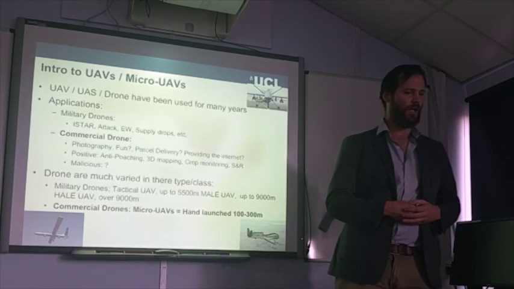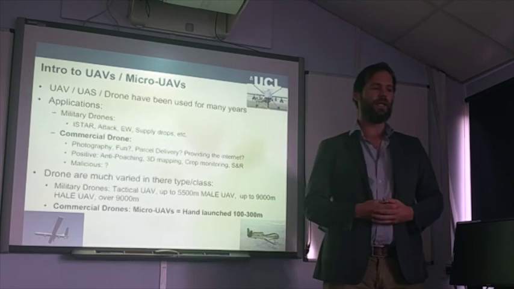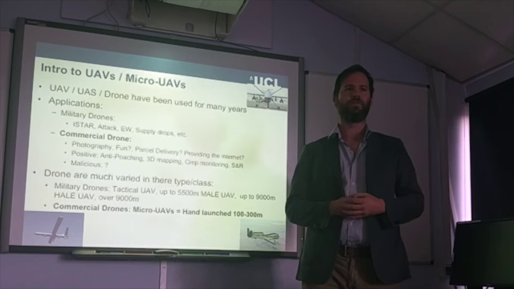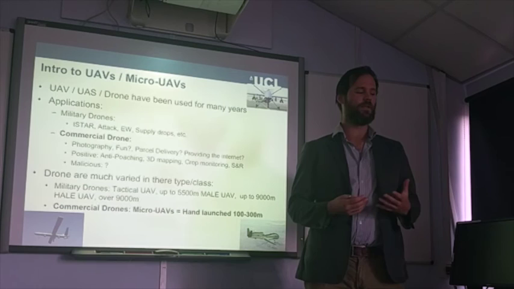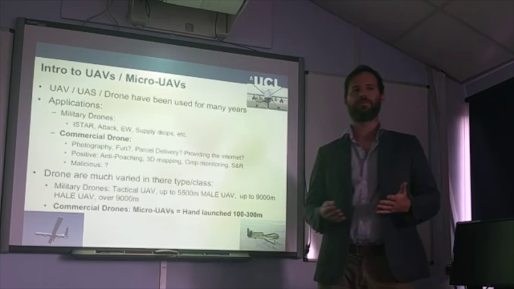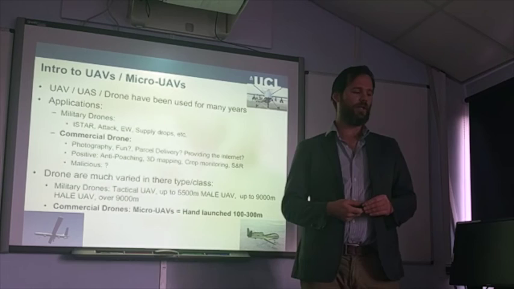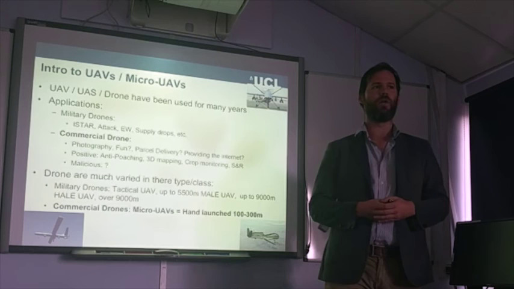But commercial UAVs have been used much more greatly in society now. Applications in leisure, photography, fun, question mark, depending on what you like. They're also used in parcel delivery, if you speak to Amazon, and providing the internet, if you speak to Facebook. But more seriously, in my opinion, things like anti-poaching applications, 3D mapping, crop monitoring, and search and rescue are really interesting engineering applications of these kind of platforms. But they also have the potential to be misused, and that's what I'll be touching on now, and why we may want to detect them in certain locations.